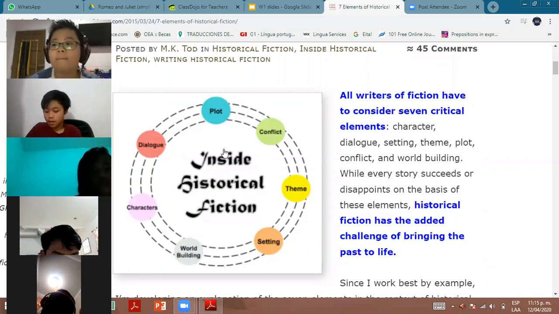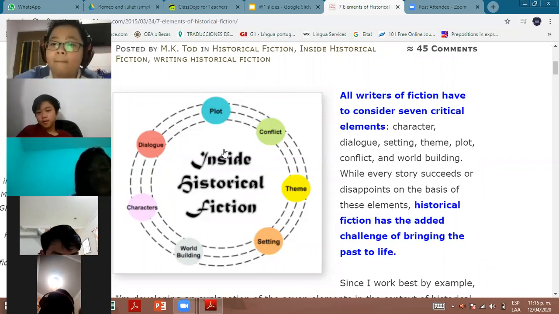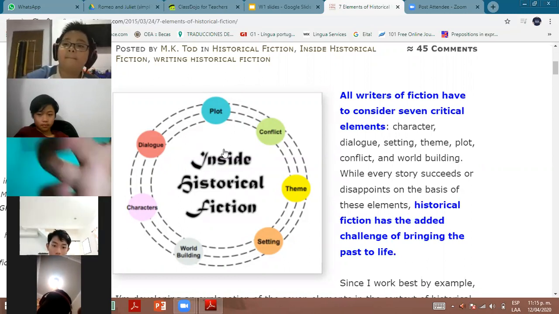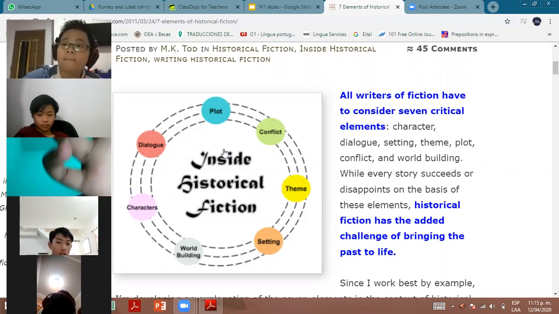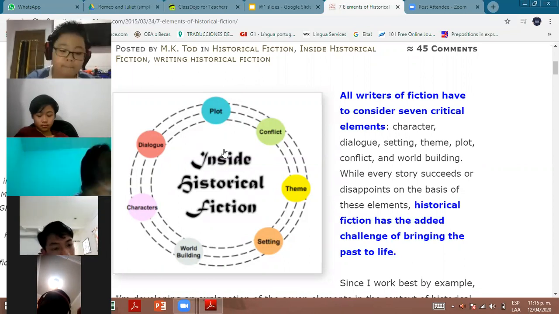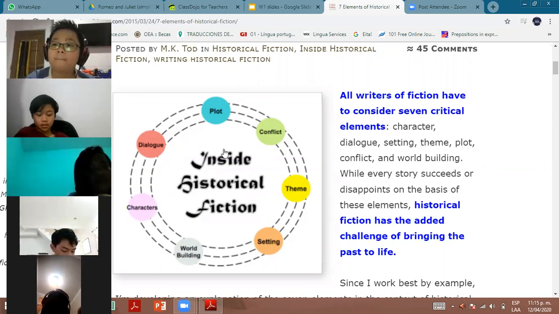Setting. Okay, what is setting? It's the place and the time. Perfect. Exactly, yes. It's where and when. The place and the time in which the story is happening. Great, thank you. Rainer.